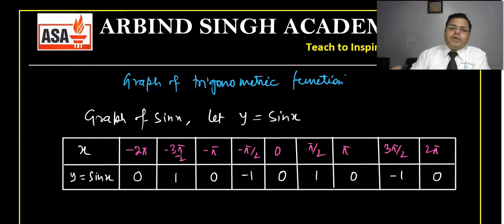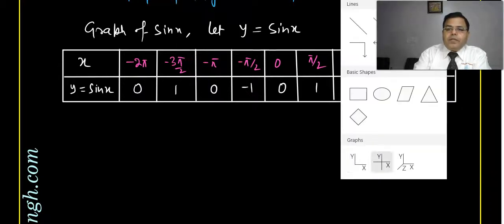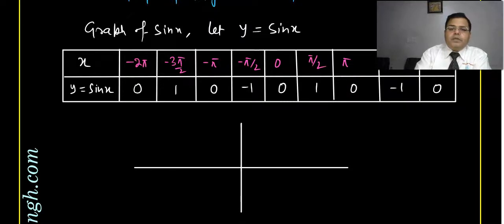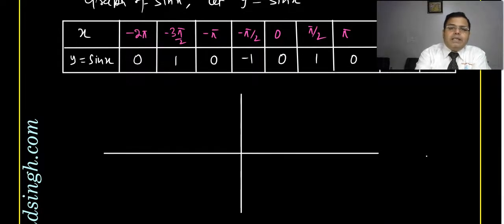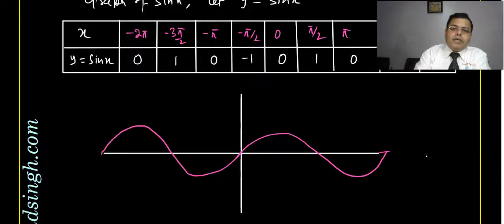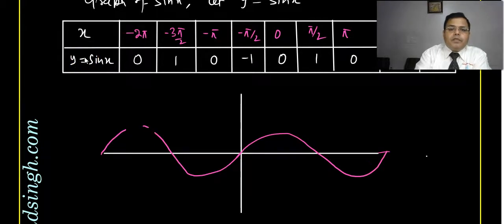If you plot these values, you will be able to get the graph of the function. Let me plot this. The graph of the function will lie between minus 1 and 1, and the graph will be like this, and like this. Let me plot this.